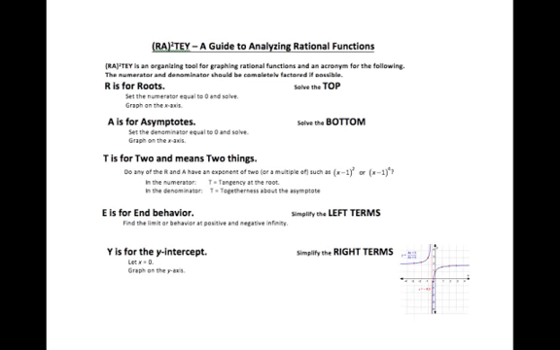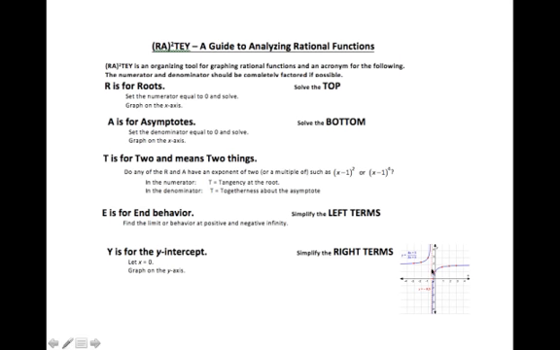Y is for the y-intercept. Remember, for y-intercept, you let x equal 0. Well, when you do that, you're going to end up with just your rightmost terms. So if you look at the ratio of the constant terms, then you will be good to go. And you're going to graph that on the y-axis. You're going to plot that point.